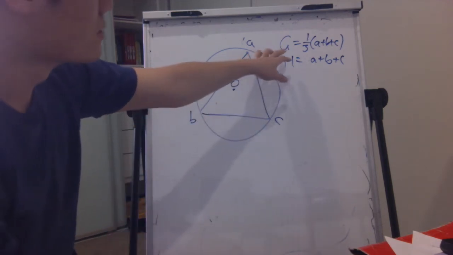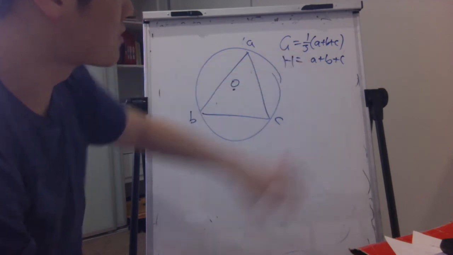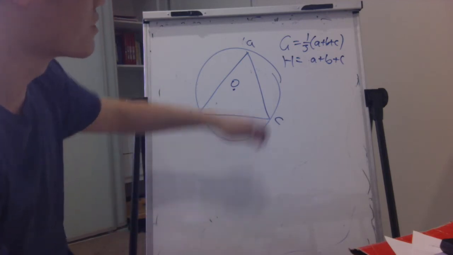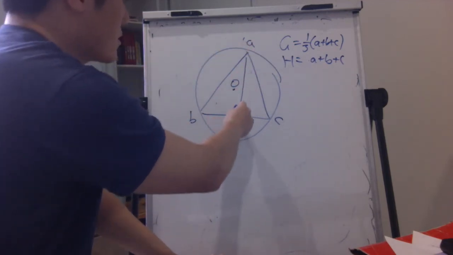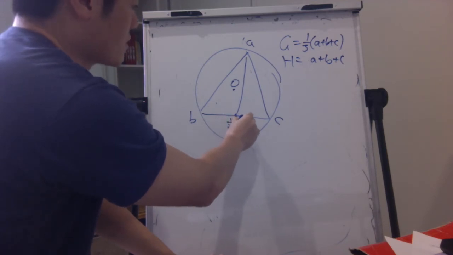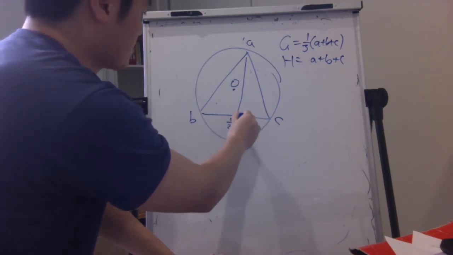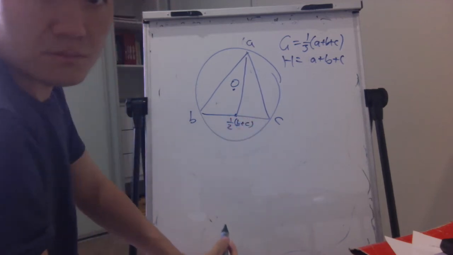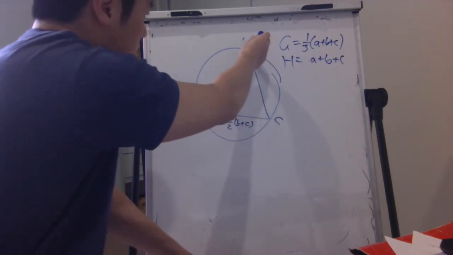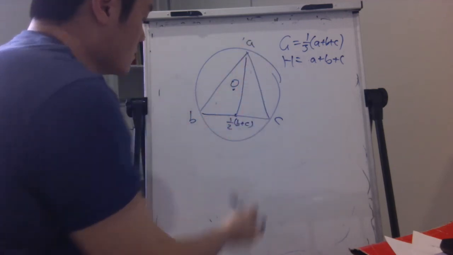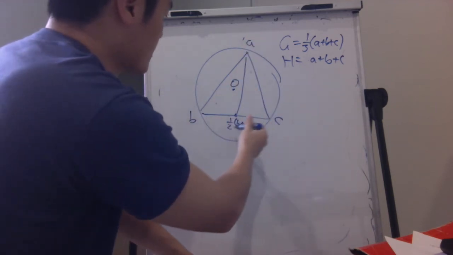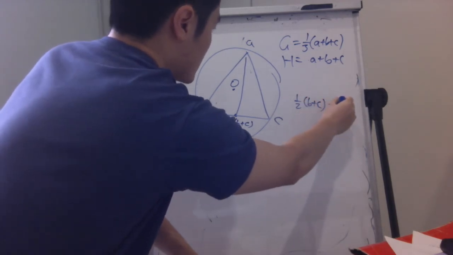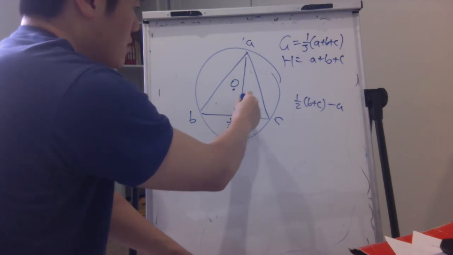Okay, so for the centroid, the midpoint here is half b plus c. Right. So then the line joining a to the midpoint is just half b plus c minus a. Okay. So that's this line here.